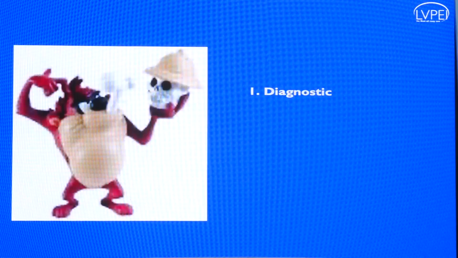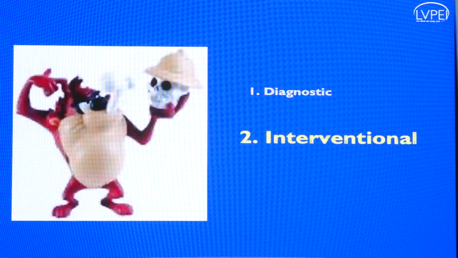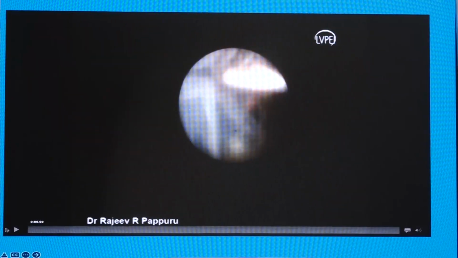But how can it help us in terms of interventional approaches? In terms of intervention, it allows us visualization of what's happening to the ciliary bodies. One of the most common causes of hypotony in these eyes is ciliary body membranes. So it allows us an assessment of these ciliary body membranes. It also allows us to remove some of these membranes.